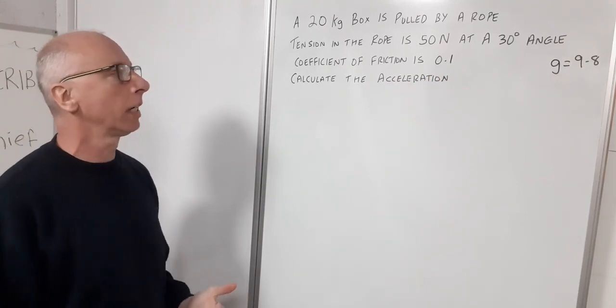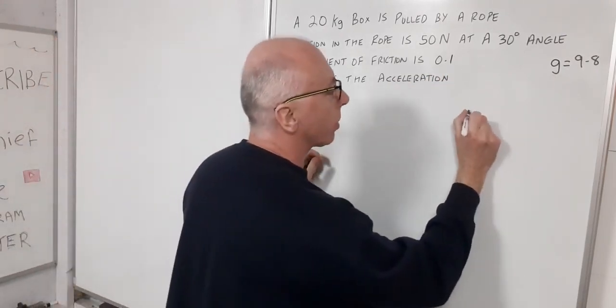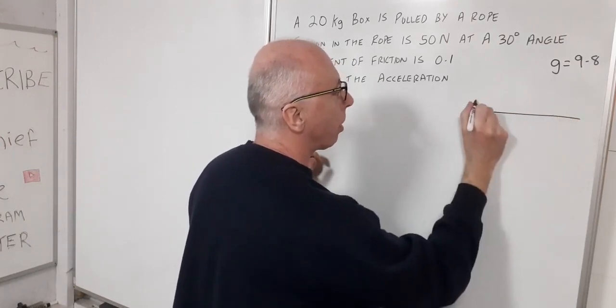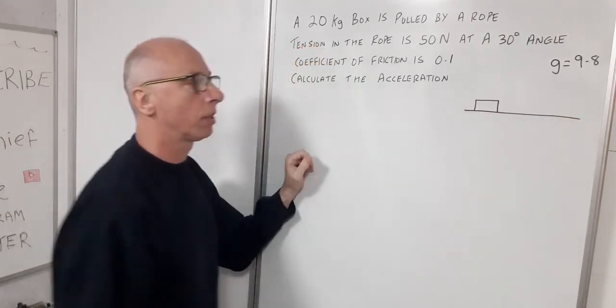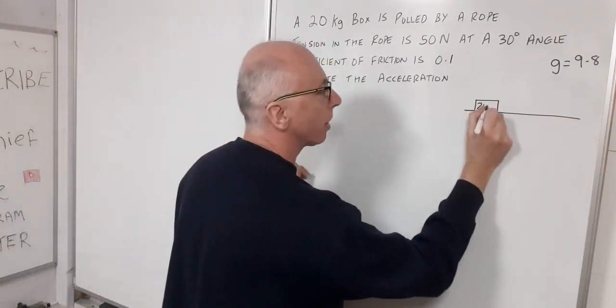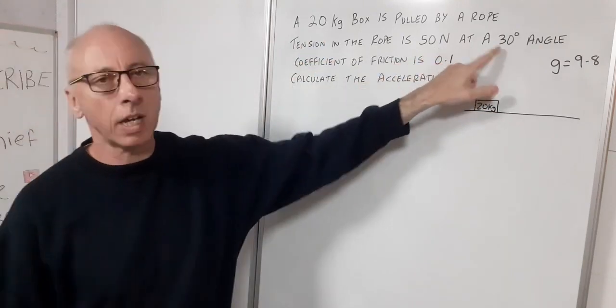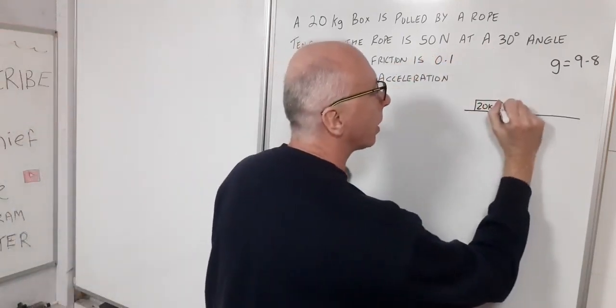of the box. Now, first of all, before we start, let's draw a forces diagram and see what's going on. So that could be my horizontal plane, and that could be the box that's resting on it. We've got 20 kilos as the mass, so I can write that there. And we're given a force of 50 newtons at a 30-degree angle.